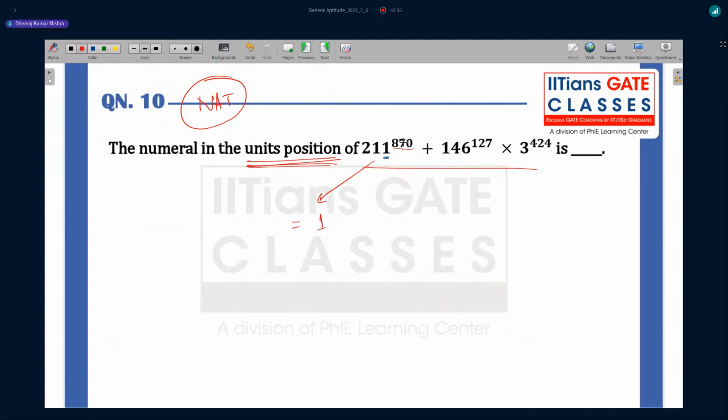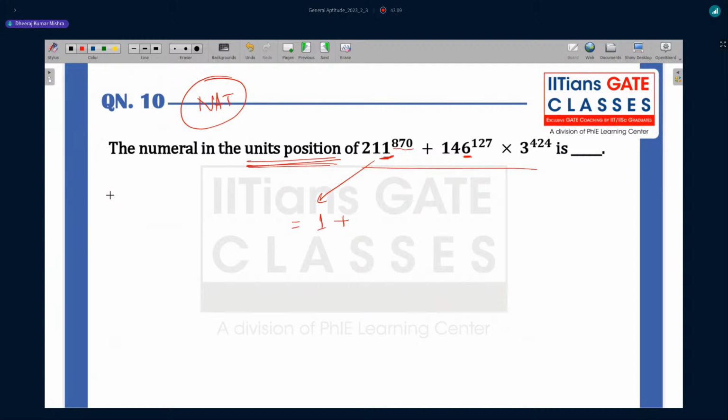Okay, and you have to always focus: if 1 is given, then anything to the power of that number will always be 1. Now go to 146. Again you see 6 is written here, so anything to the power 6. I mean it's 6 in the unit place, and that to the power 127, so you have to take 6 only, because 6 to the power anything is 6 only. That you have to understand, or the cyclicity concept we always use.